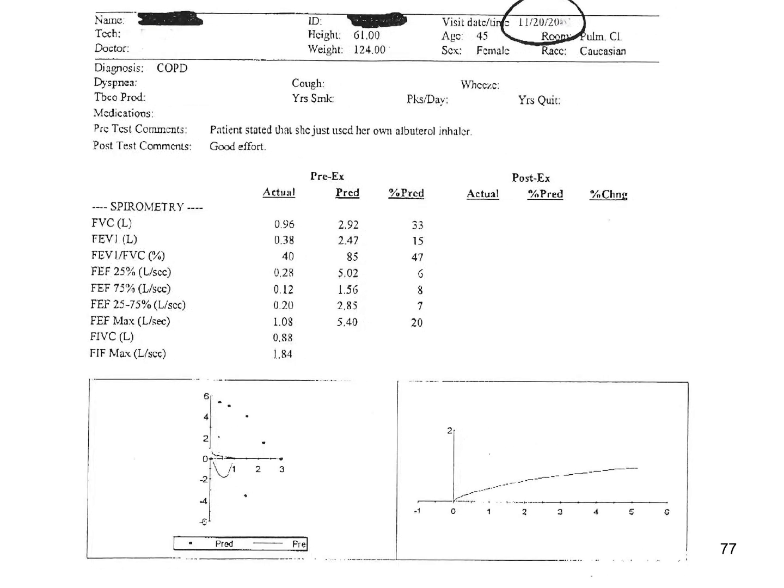So let's look at this one, the one you saw earlier. What do you notice here? Patient stated she just used her own albuterol inhaler. So they didn't do a post-bronchodilator, even though it was indicated. I'm a little more wary that they had just used their albuterol inhaler and were still getting horrendous results.